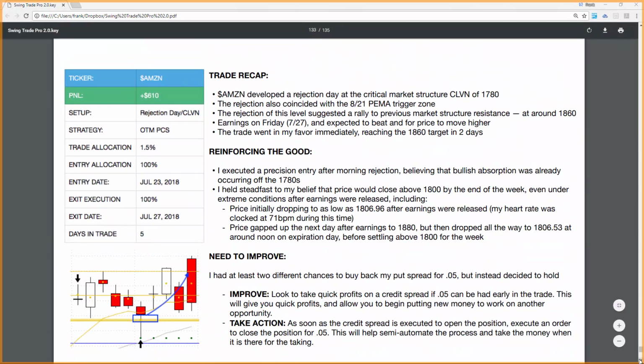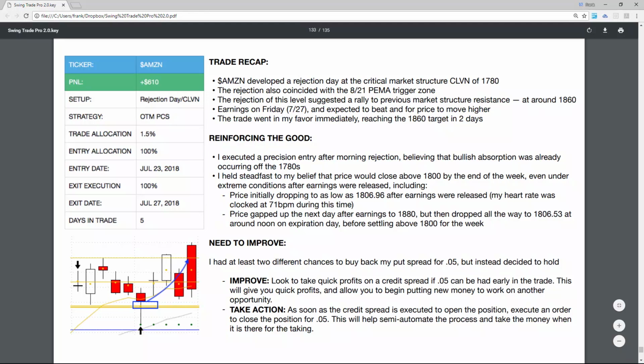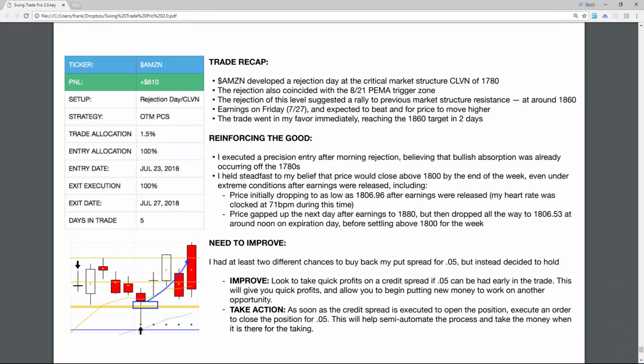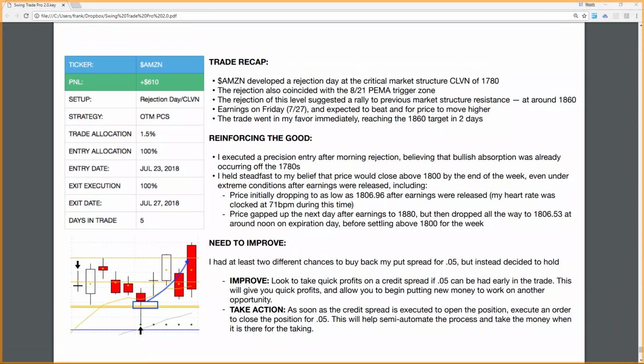So let's take a look here at what I usually do after a trade. And again, you can add a little bit more, add a little less. Not every trade has all of this information, but sometimes, most of the times they do. A quick log. This is a quick trade log. What's the ticker? I traded Amazon. How much did I make on that trade? It was $610. 5 contracts at 122, I believe.